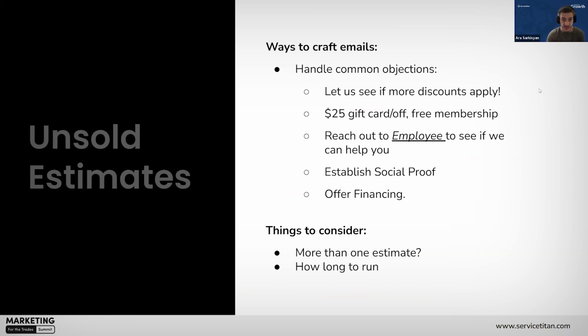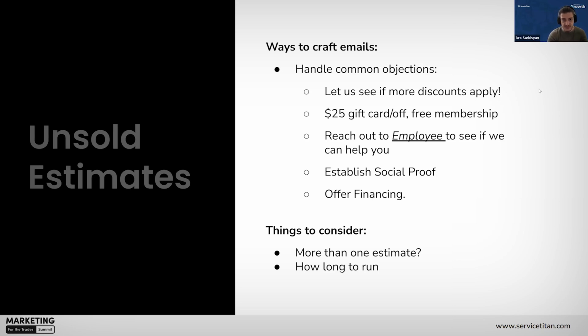I really encourage you to handle common objections within the email. The most common objection on unsold estimates is pricing. Typically, people are shopping two or three different contractors, getting different bids, trying to understand what they want to convert on. For most people, the reason they didn't convert on the estimate comes down to pricing. Someone typically had a lower bid. There are a few common ways to handle this objection.